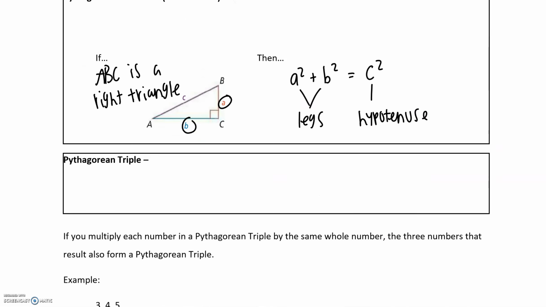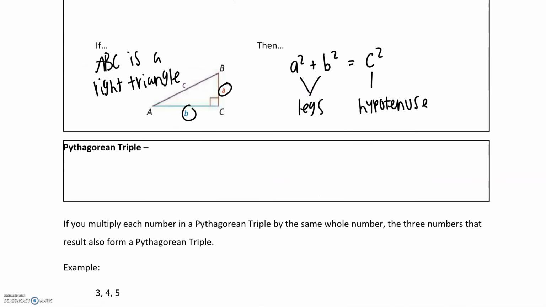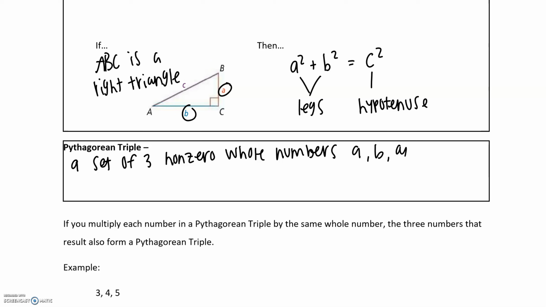Okay? And a Pythagorean triple is a set of three non-zero whole numbers, A, B, and C, that satisfy our Pythagorean theorem.